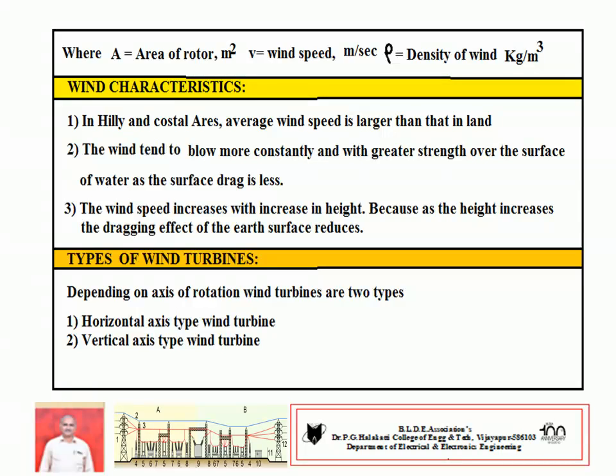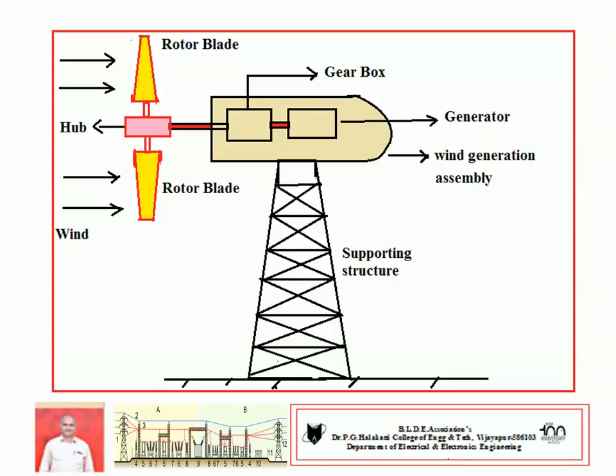There are two types of wind turbines depending upon the axis of turbine rotation. Number one, horizontal axis type wind turbine; number two, vertical axis type wind turbine. This is one wind power plant, where the wind turbine is arranged in a horizontal axis type. Now you can see, this is a typical wind power plant.